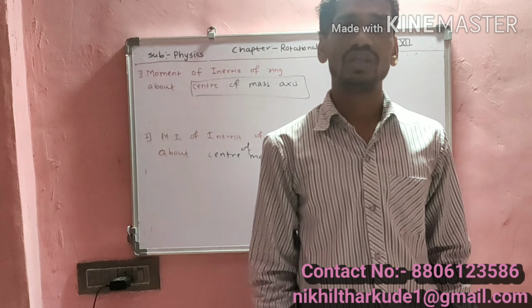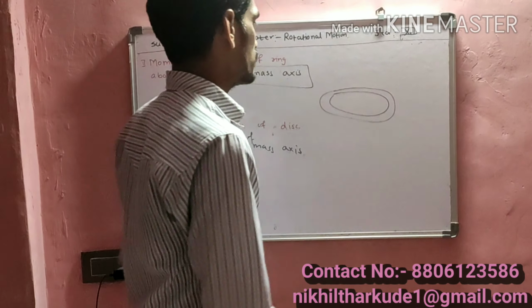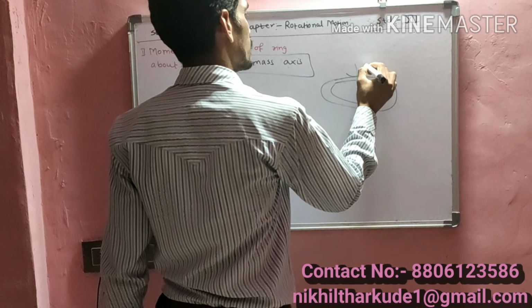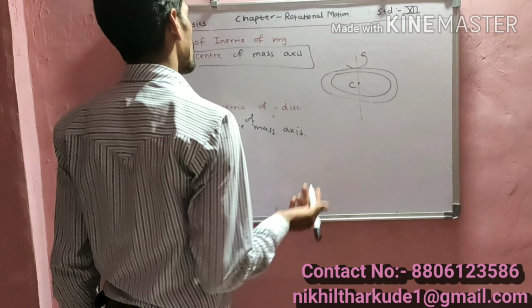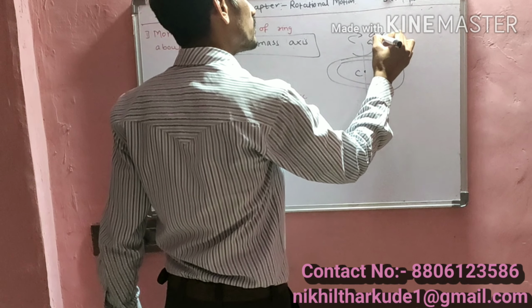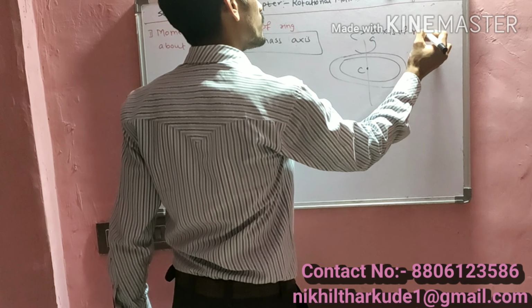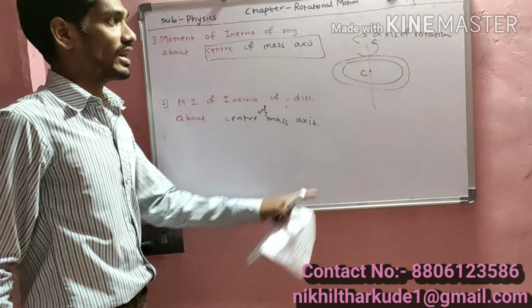If you have the ring, you can easily find the moment of inertia. But about the center, if you want to find the moment of inertia, this is our center. So we have the formula when my axis of rotation passes through the center of mass. This is our axis of rotation. So what is the center of mass axis?